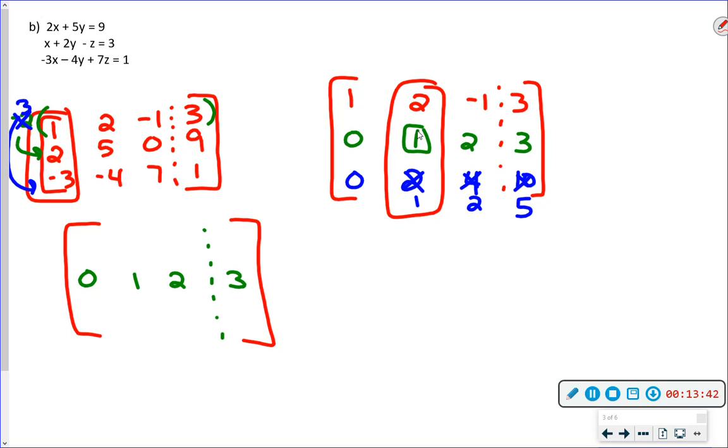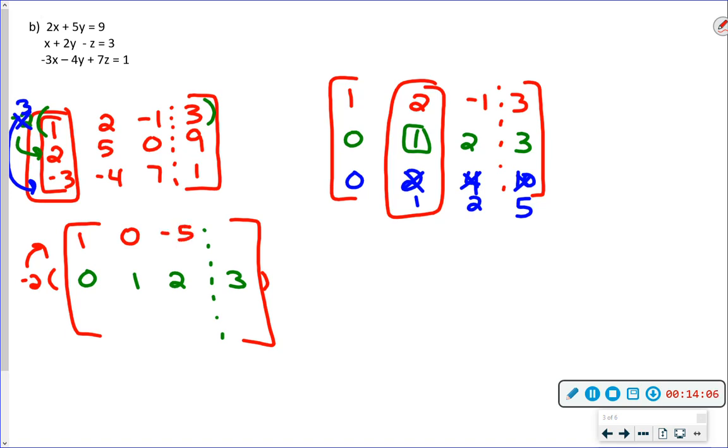What gets rid of a 2? So we're working off our green row. So we're timesing this by negative 2, and we're going to add it into the top one. That's what we're doing. So negative 2 times 0, 0 plus 1. Negative 2 times 1, negative 2 plus 2. That's what we were after. Negative 2 times 2, negative 4. What's negative 4 plus negative 1?